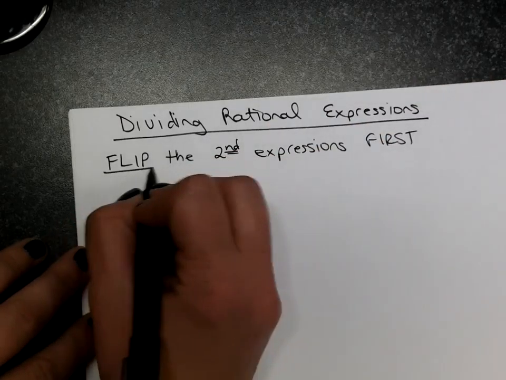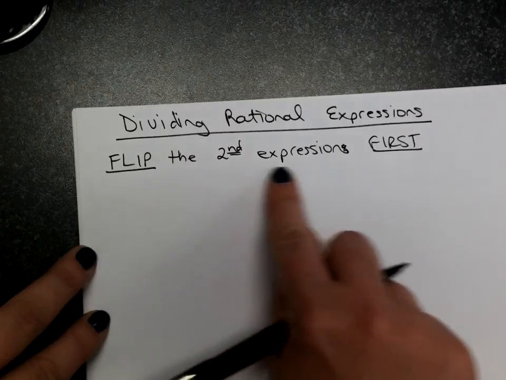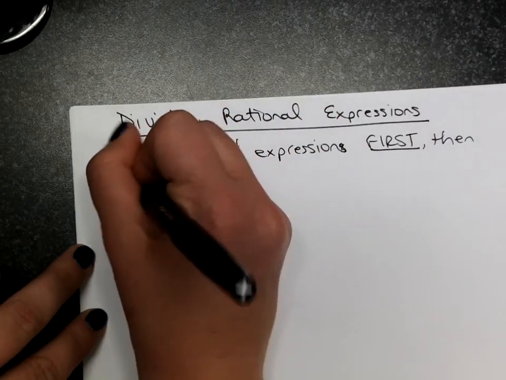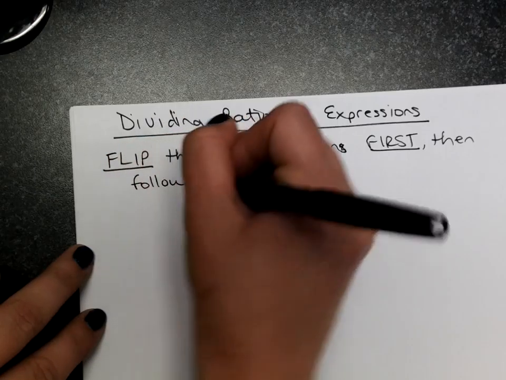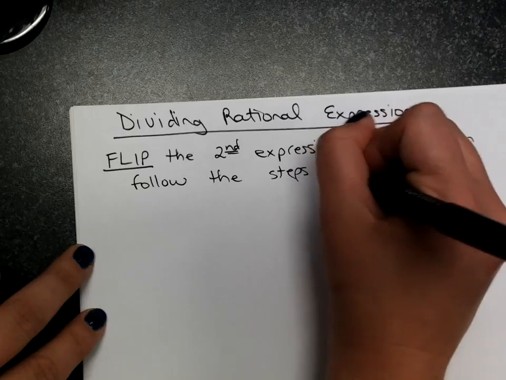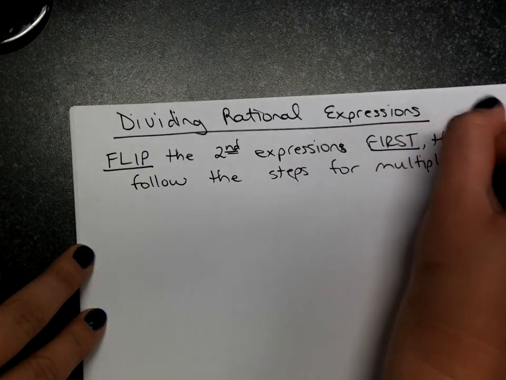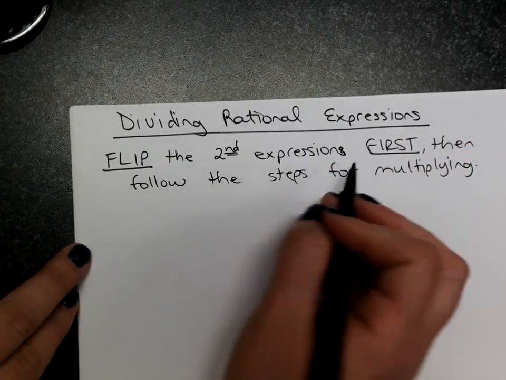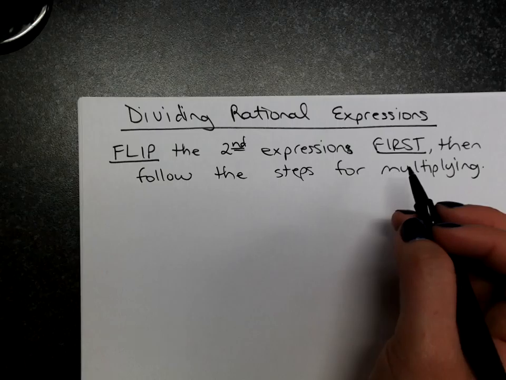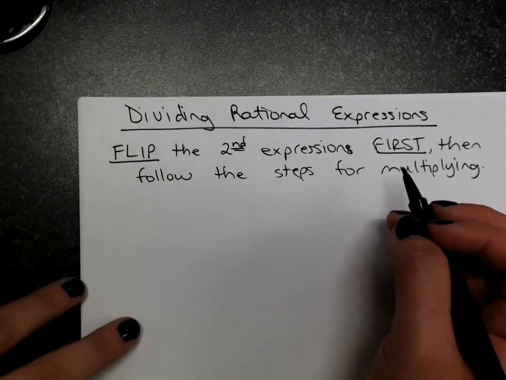That's what I want you to remember. Flip first. You flip the second expression first, and then follow these steps for multiplying. So you flip the second expression first, just like when you divide fractions, you always flip and multiply. So we're going to do the same thing. Flip the second expression and then follow the steps for multiplication.